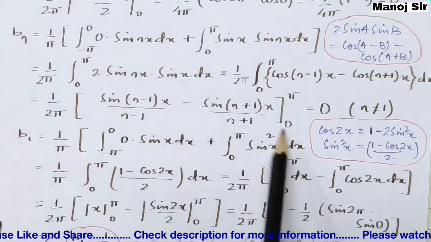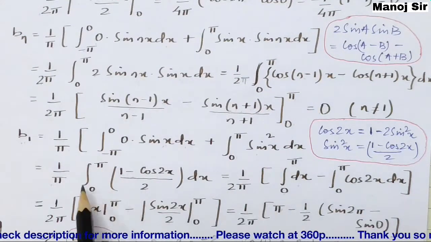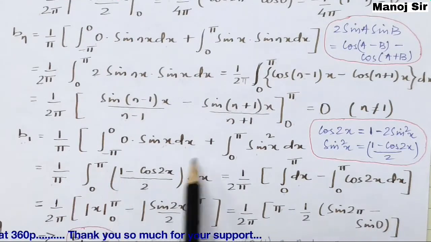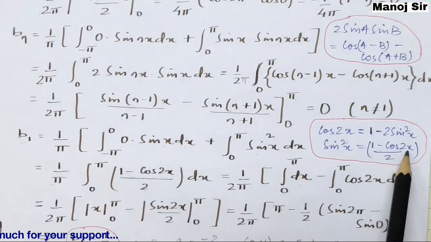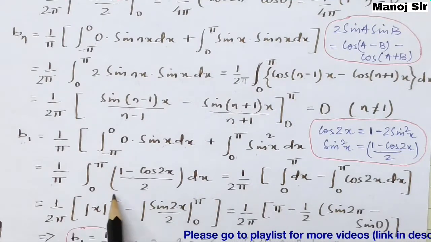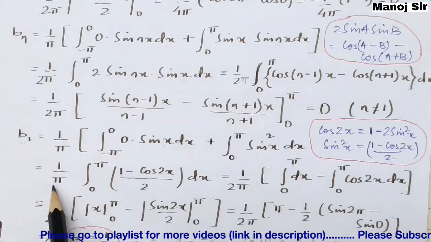So b1 equals 1 upon pi into this. Now solve this part. 1 upon pi, integration 0 to pi, here we can write (1 minus cos 2x) upon 2. Don't forget to write dx here. Now we are taking this 2 here.